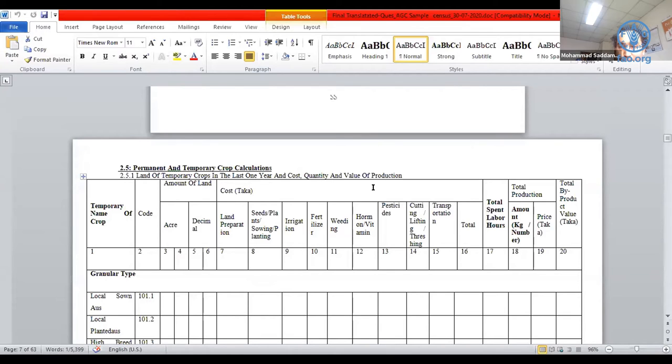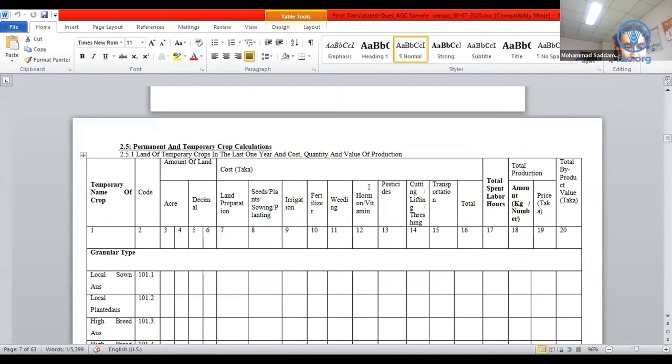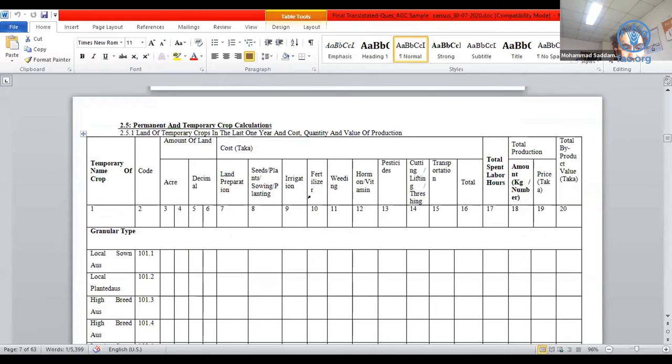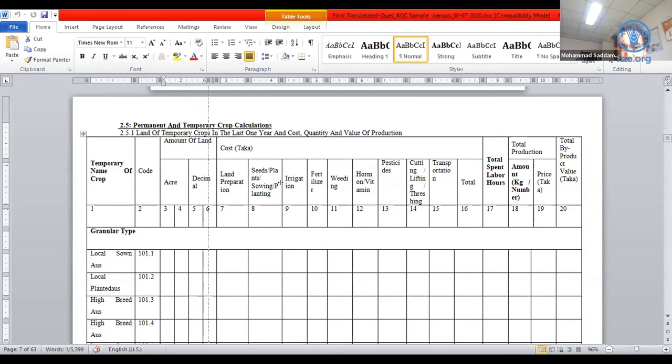This is related to today's discussion. The temporary name of the crops, the different crops, and amount of the land, and this is related to the accurate decimal, the measurement of the land, the cost. Land preparation is totally related to the production cost. Then irrigation, fertilizer, weeding, hormone, and other vitamins, pesticides, cutting, lifting, and transportation. This is all about the production cost, including the labor as well.